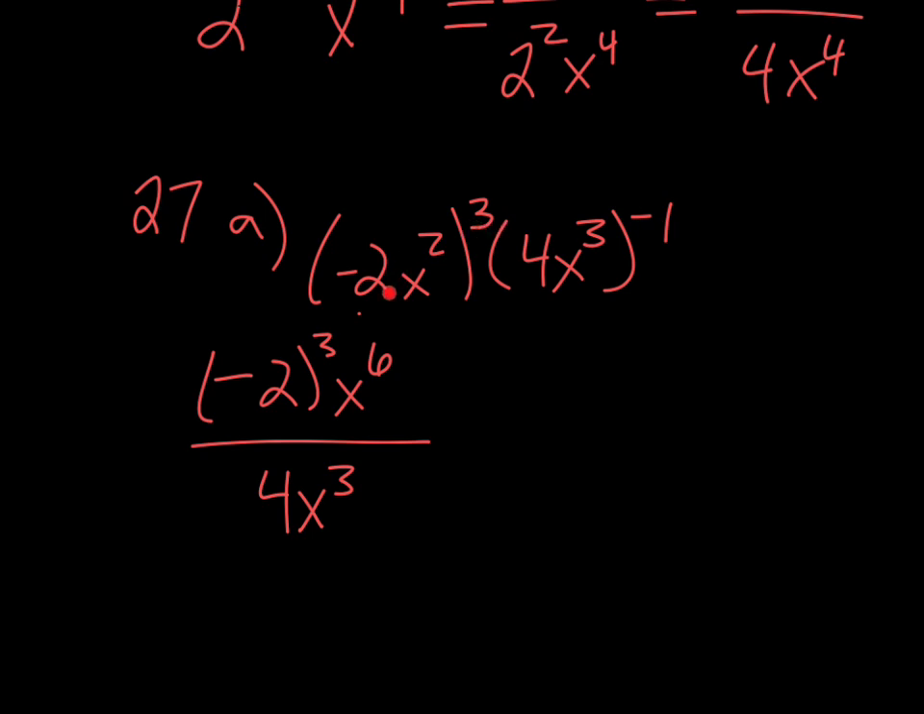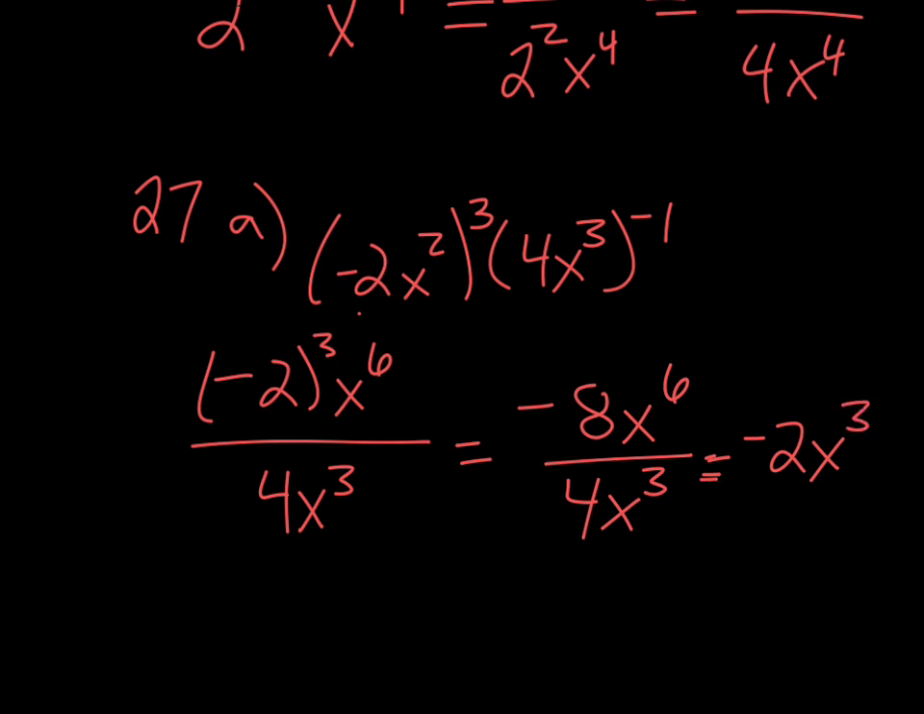When I did that, I got 8x to the 6th. So it should be negative 8. I just haven't done it yet. Okay, so yeah, it should be negative 8. And so then we're not quite done. So it equals negative 2, x to the third. Is that all right? Yeah, I was confused in the beginning.